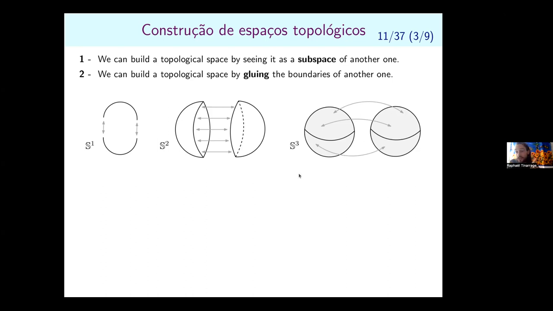I can do it for the three-dimensional sphere also. If I take two closed balls and I glue the boundaries, I obtain a three-dimensional sphere. This is a bit harder to visualize because we cannot see the three-dimensional sphere in our three-dimensional space, right? But formally, this is a nice way to see it.